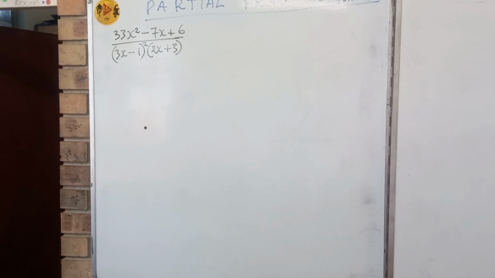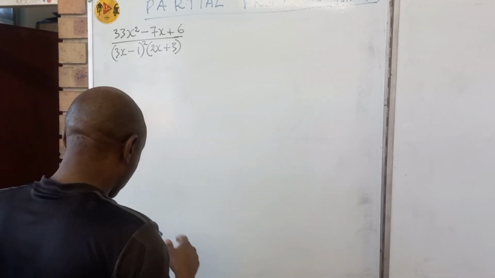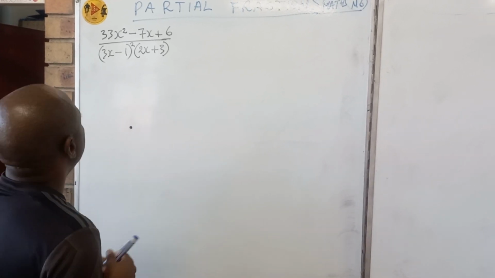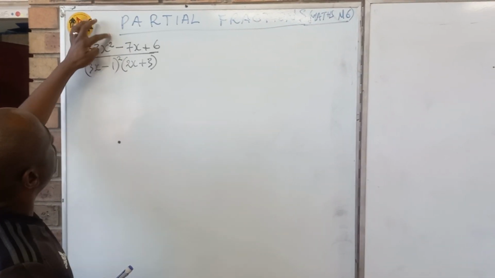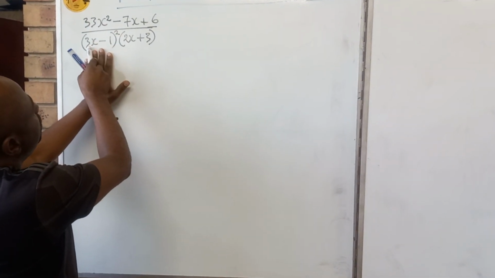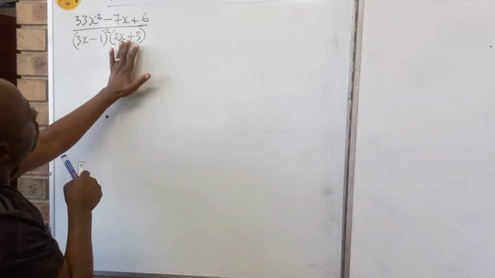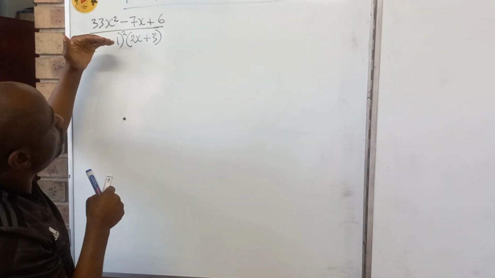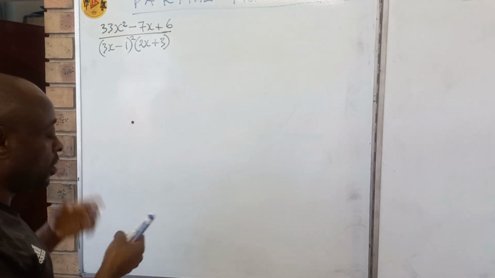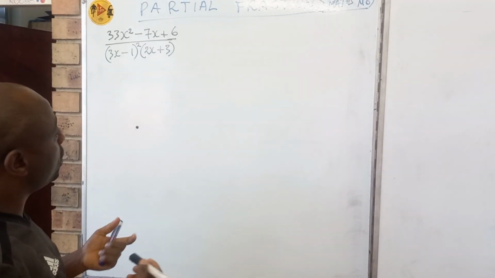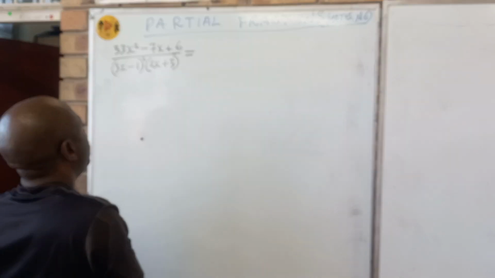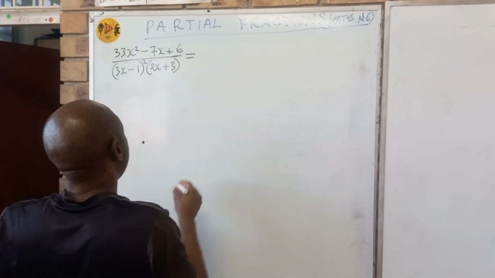Good day, guys. Let's look at one more problem on partial fractions. So our starting point will always be the same. You look at the degree of the numerator, it's a 2. Denominator, if you expand this, you get x squared times x, that is x cubed, which means 2 is smaller than 3. So this is a proper fraction, and there will be no need for long division. We only do long division for improper fractions. So we're going straight to our partial fractions.